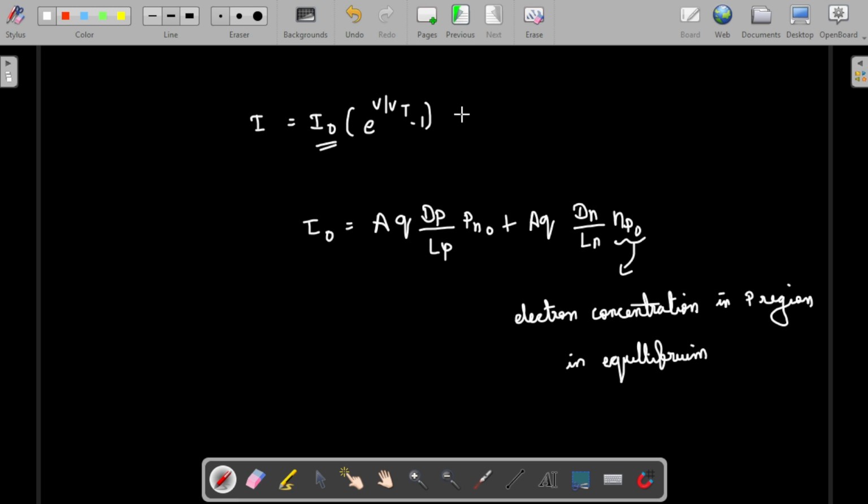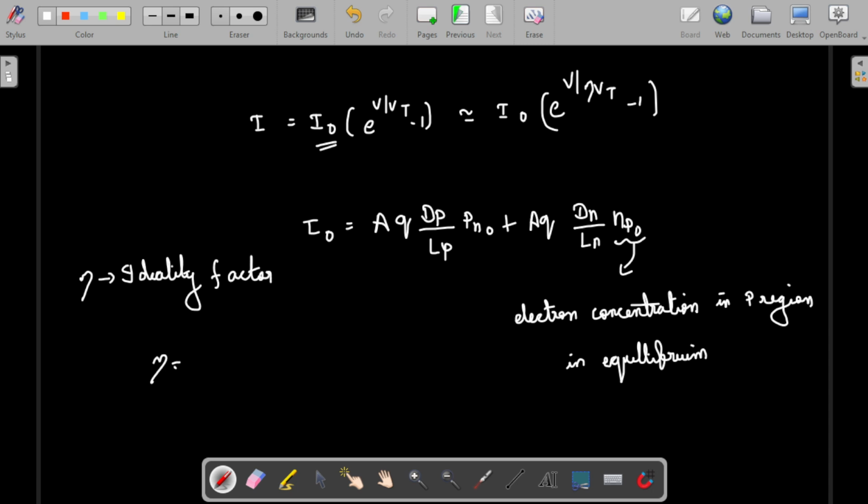In some cases this can also be written as I naught, e power V by eta Vt minus 1. This eta is the ideality factor. So eta will be equal to 1 for germanium and eta will be equal to 2 for silicon. So this is also very important. Okay, so I hope the diode equation is understood for all of you.